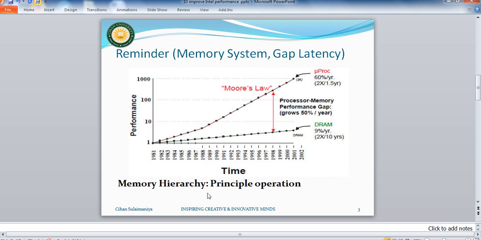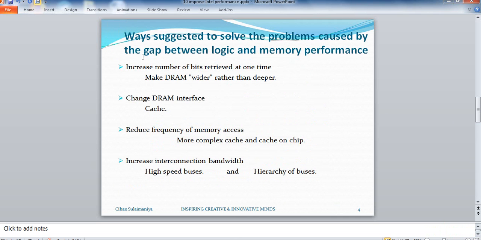So the memory hierarchy, the principle of operation. This is the principle of operation. Every 2 years the speed of a microprocessor doubles, and for RAM, ROM, all these techniques, the memory size doubles every 10 years. So why is it suggested to solve the problems caused by the gap between logic memory and performance?